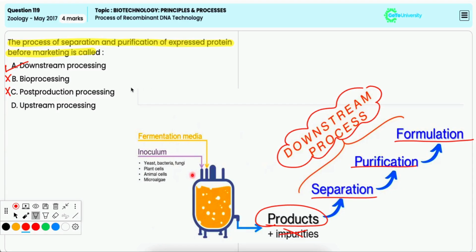Option D, upstream processing. It is also incorrect because upstream processing involves all the steps that lead to the production of the desired protein, such as cell culture, then fermentation or optimization of conditions for the product expression, but not its purification.